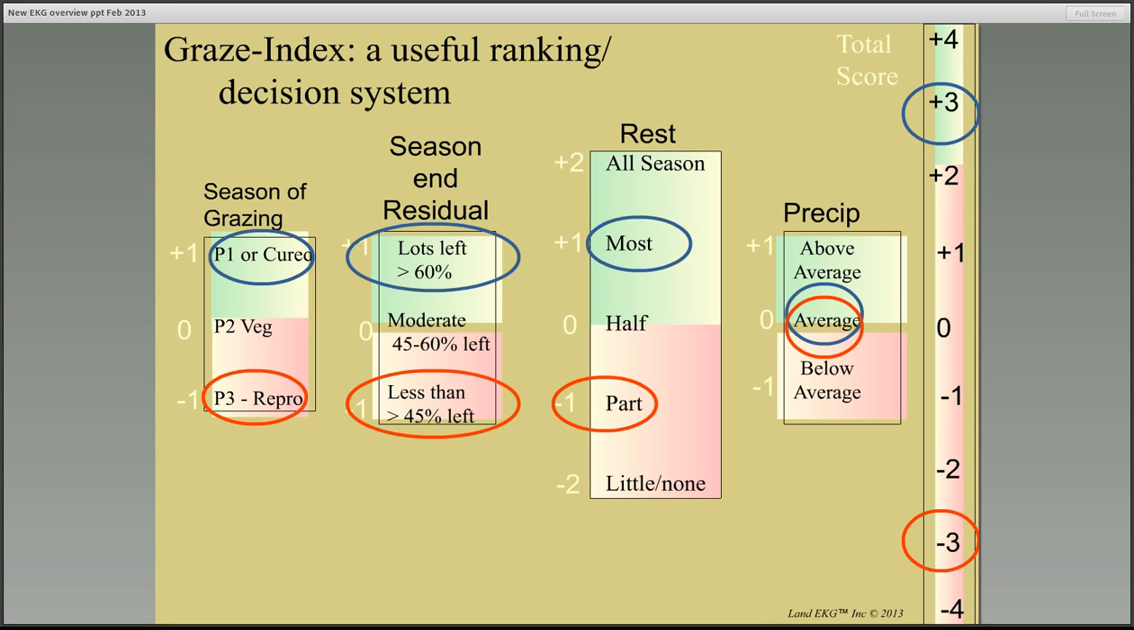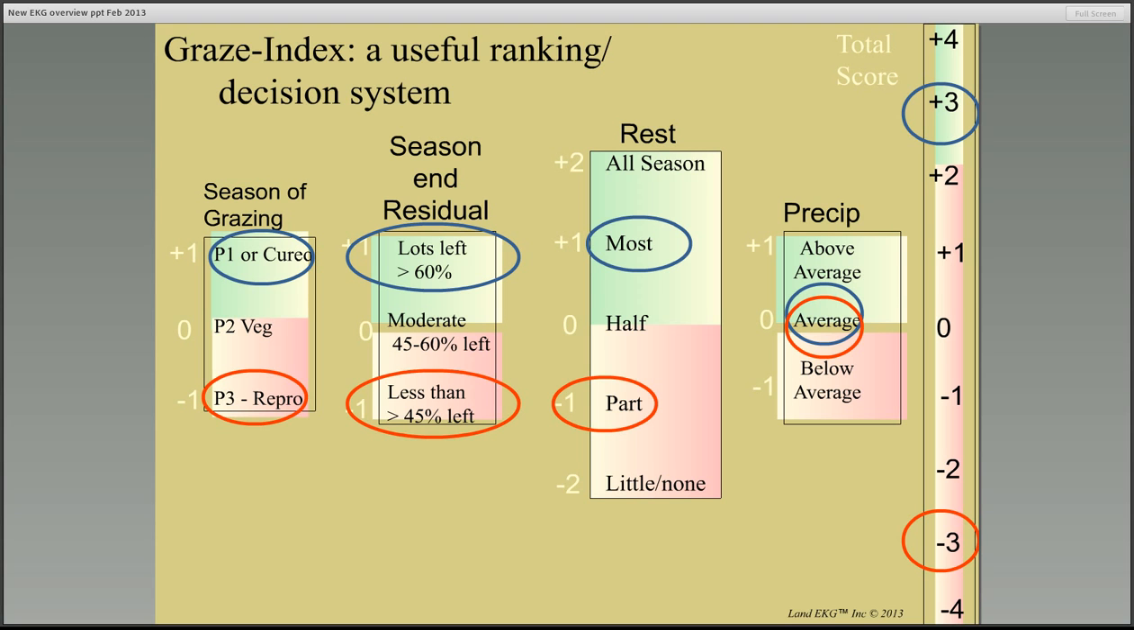So we can get a +1 to 0 to -1 score on season of grazing. Season end residual: the idea is that we're trying to leave soil cover, and so it would score higher if there's more left than if there's less left. Once again, this is a +1 to -1 category. Something that can be evaluated quite easily with monitoring at the end of the year.